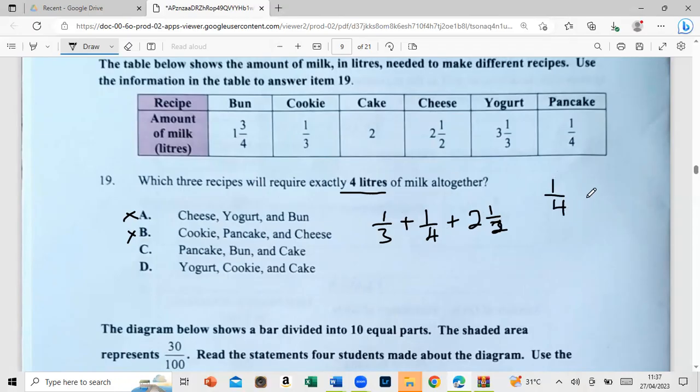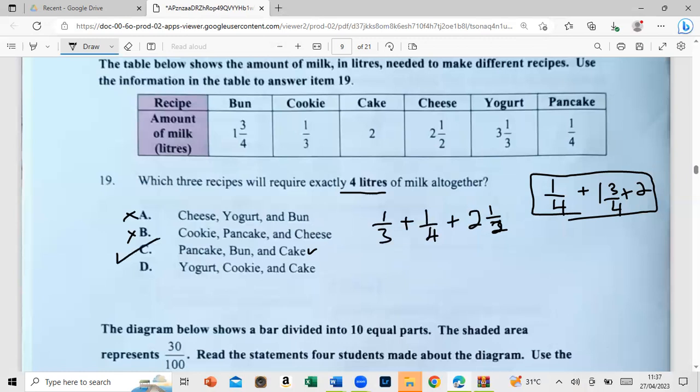Bun. Bun hour, or 1 3/4. So this will give us 2 wholes now and cake. So this has to be C. If you add these two, it's going to give you 2 wholes, and then you add it to give you the rest. So it will be C.